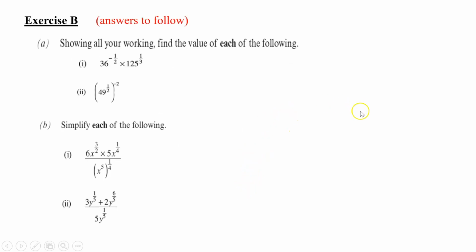Questions for you to do. Answers are going to be following. So either stop the video and have a shot at them, or do them at the end. The answers are following now. So there's the first one with numbers, and the second one with letters.